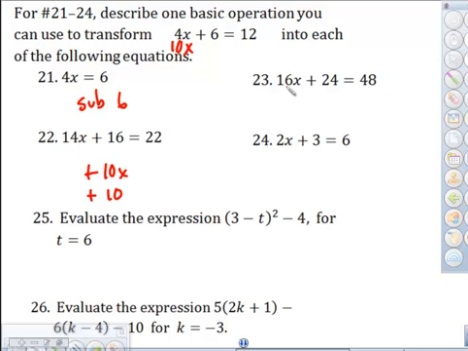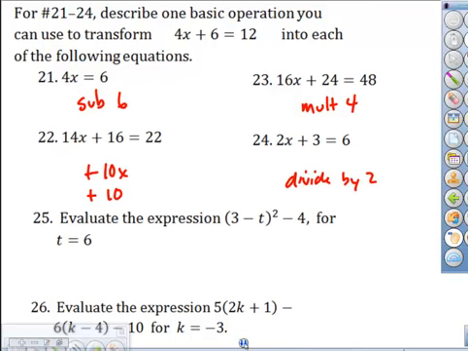All right, what about over here? How do we get from 4x to 16x? Okay, now let's see if that's consistent. If you multiplied this by 4 and this by 4, then you'd still get 48, so that's what's going on here. And then how do we get from 4x to 2x? Well, if you divide everything by 2. Okay, perfect.